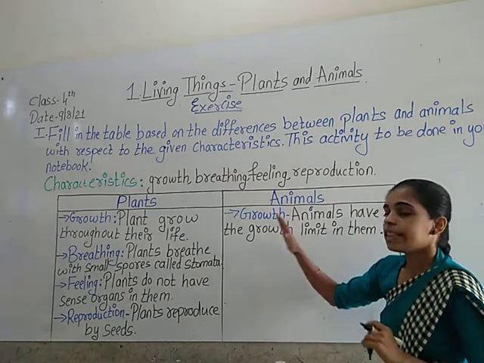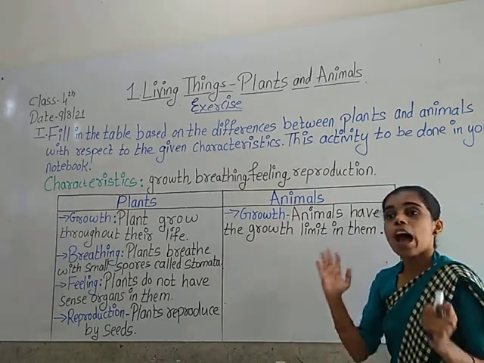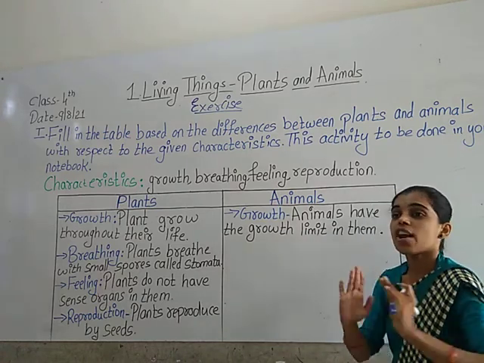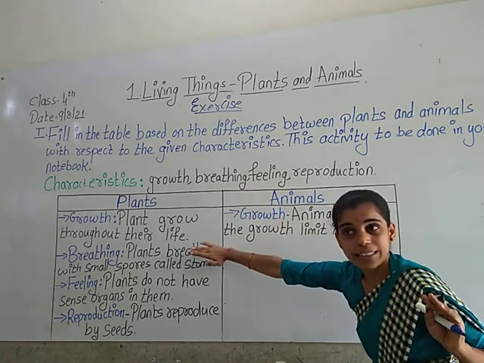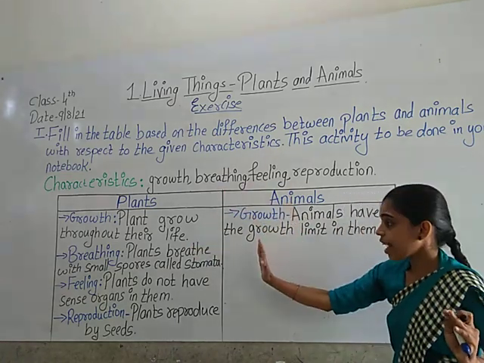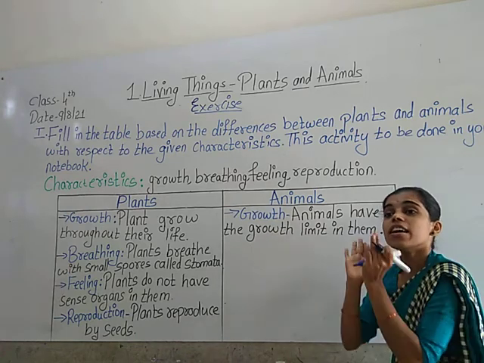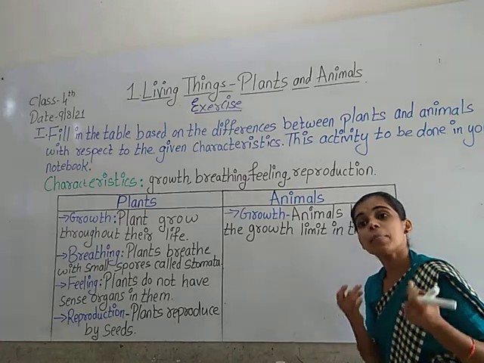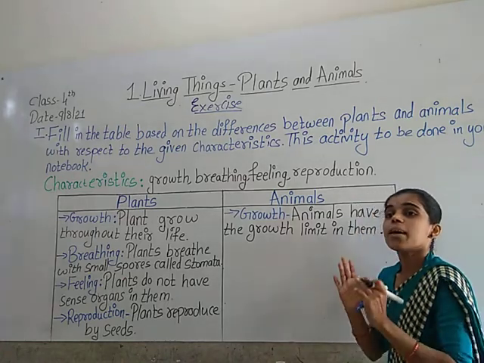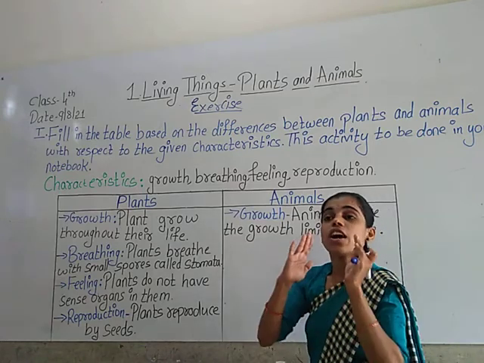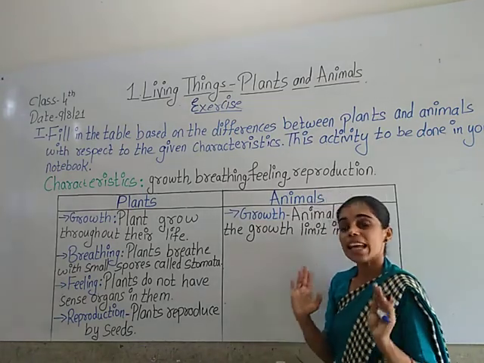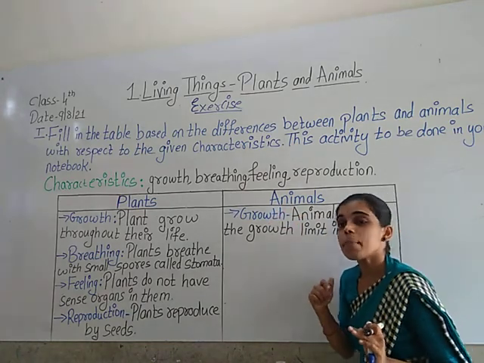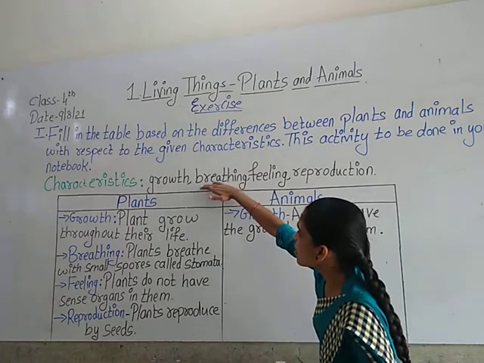So at a particular age or at the adult stage, all the animals cannot grow. How the plants grow continuously? In the animals, they have the limitation of growth in them, including we human beings also. So at the particular stage, the growth will stop in animals, birds and human beings. Next one characteristic is breathing.